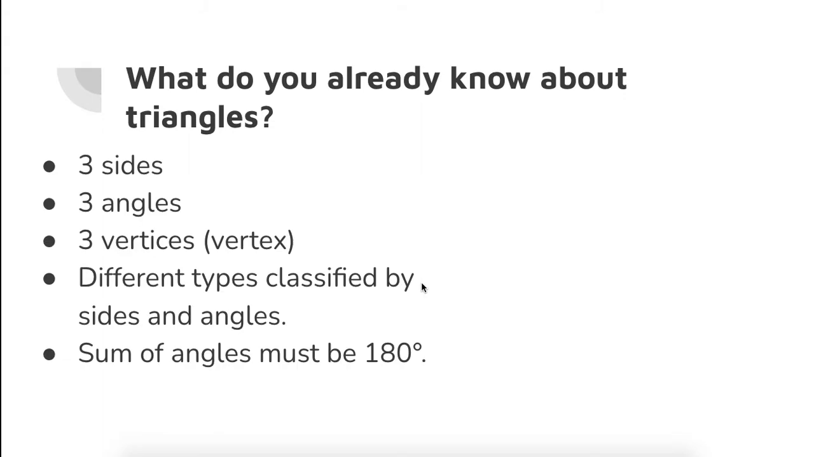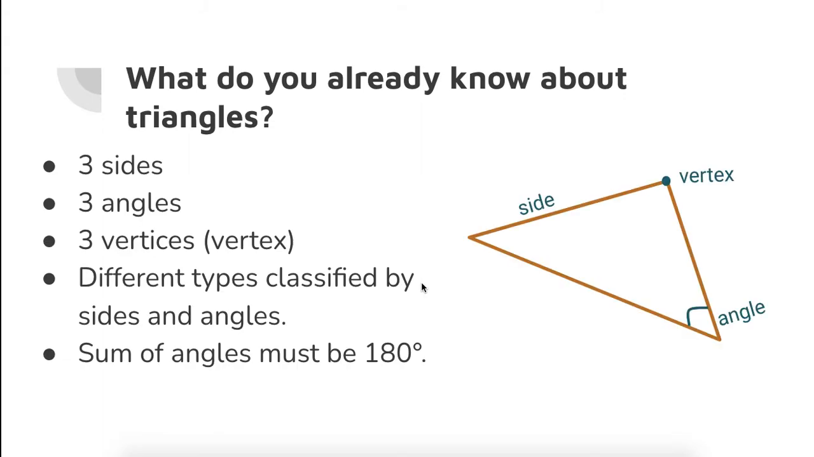They have 3 sides, 3 angles, 3 vertices, which is the plural of vertex. Vertex means it's where the 2 sides create a point. They have different types that are classified by their angles and their sides. We'll talk about those different classifications in a second. And then the sum of the 3 angles of a triangle must equal 180 degrees.